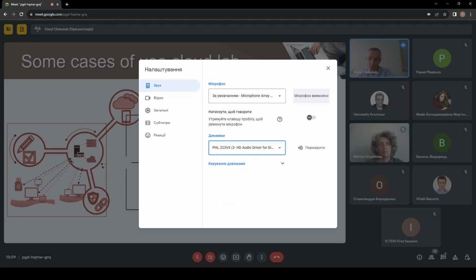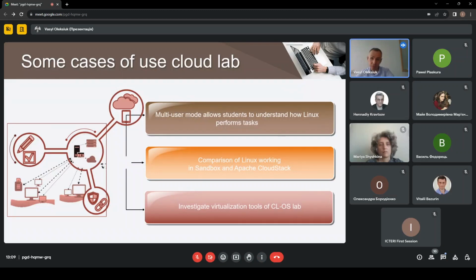Multi-user, and how Linux performs tasks such as running processes in the background, finding and changing the priority of a process, and forcefully terminating a process.